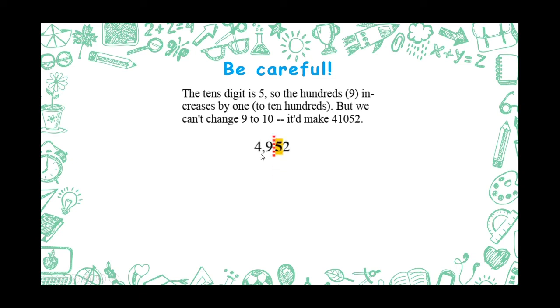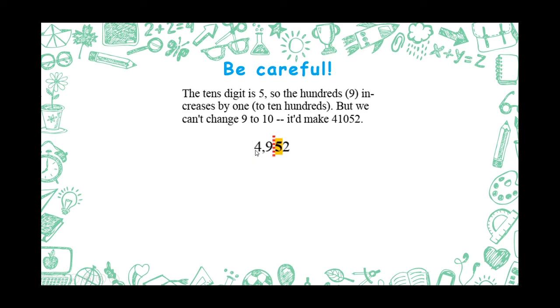Our number is 4,952. We have 4,000s, 900s, 5 tens and 2 ones. So 5 tens we round up. But do we make 9 into 10? Do you know what to do? We can't make 9 into 10 because then we will get 41,000. We carry the 1 over and we make the thousands into 5.